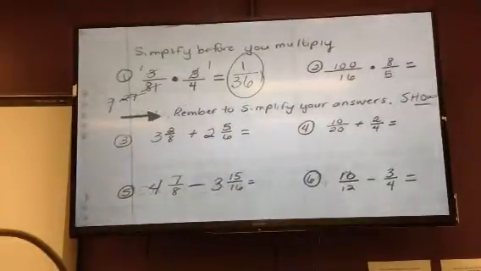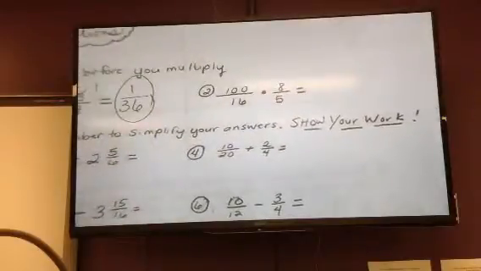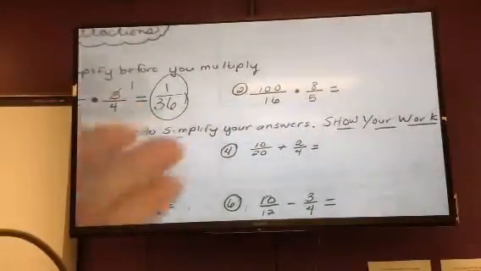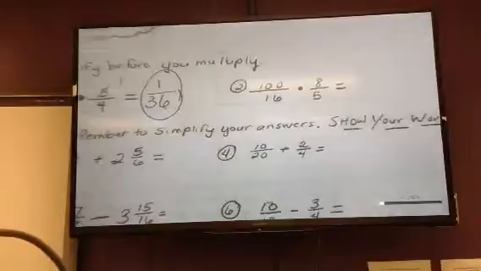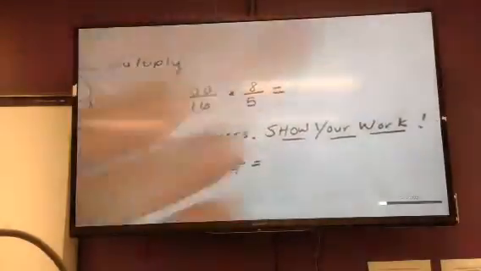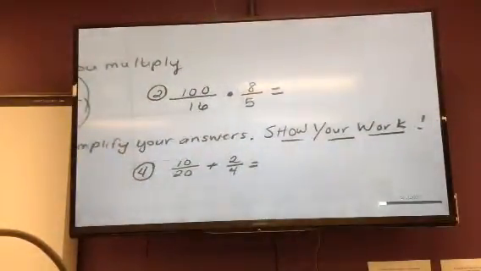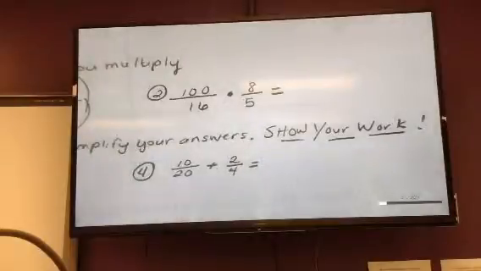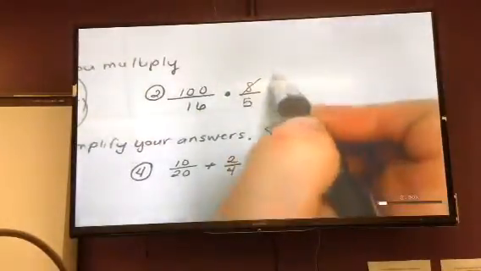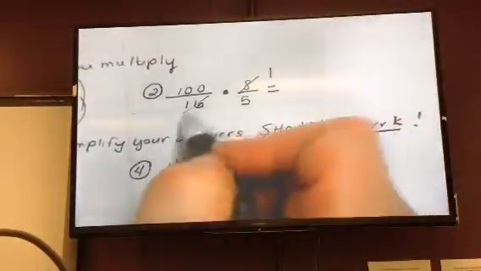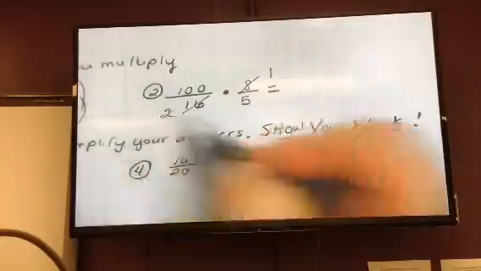Okay, let's go over to number 2. Number 2 is even sweeter, I think. So what can we cross off in number 2 as we're working with that problem? How can we simplify this before we multiply it? Yes? The 8 and the 16. The 8 and the 16, right. So 8 divided by 8 is 1, and 16 divided by 8 is 2.